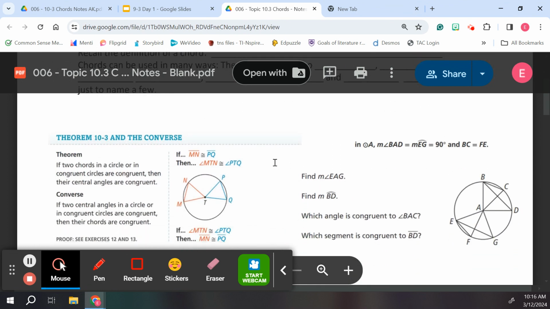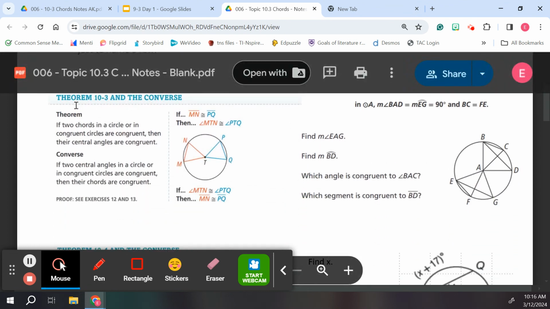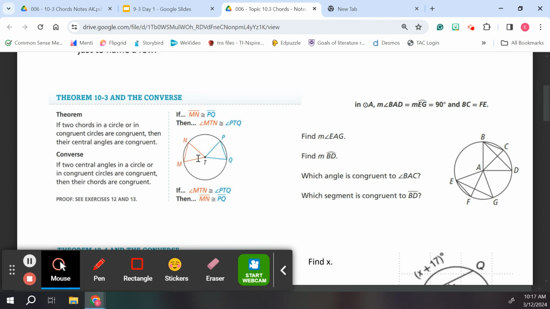All right, so let's take a look at some of these rules. So we have theorem 10.3 and the converse. The theorem: if two chords in a circle or in congruent circles are congruent, then their central angles are congruent. The converse is that if two central angles in a circle or in congruent circles are congruent, then their chords are congruent. So in this case, the chords they're talking about are MN and PQ. And what we're saying here is if angles NTM and PTQ are congruent, that means those chords are congruent, and vice versa. If these are congruent, then those angles are congruent.